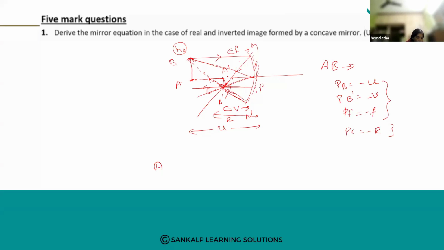So you have to take two right angle triangles, ABP and A dash B dash P. These two triangles, consider triangles ABP and A dash B dash P. P is common for both the object and the image. So if you do like this, then what happens? These two are similar. Okay, triangle ABP is similar to triangle A dash B dash P.